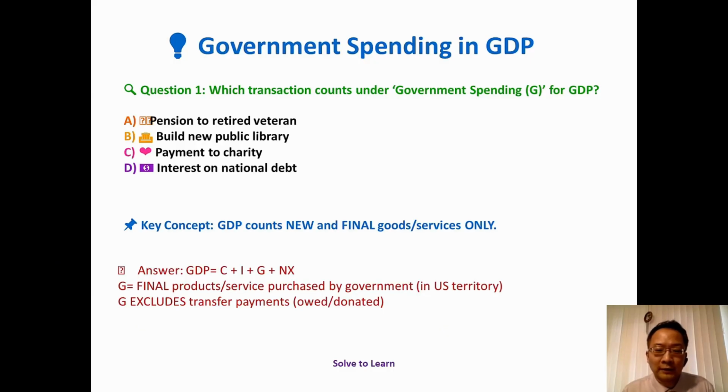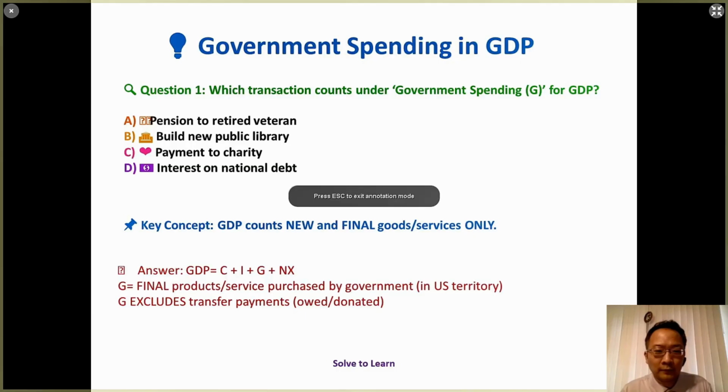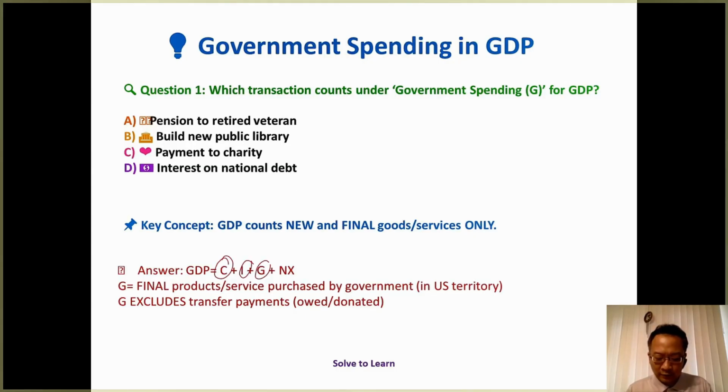We'll focus on basic macroeconomic concepts, and the most important is GDP. As discussed, there are three main components to GDP. One is consumption, another is investment, and the last is government spending. Today, let's focus on government spending. There are key points regarding government spending, especially when solving problems. It tests your understanding of the concepts.